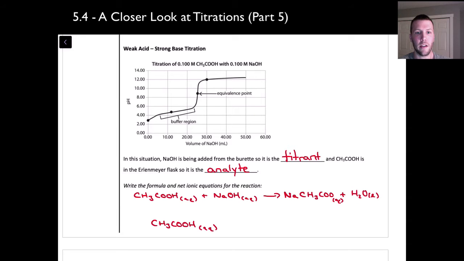And our net ionic equation, we can see here that sodium ion is our spectator in this case, so it does not appear in our net ionic equation.